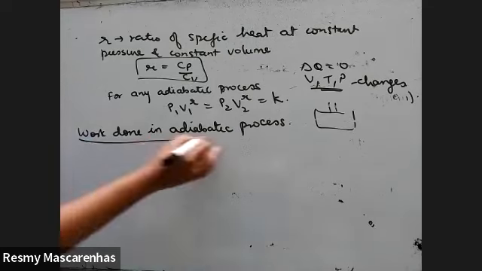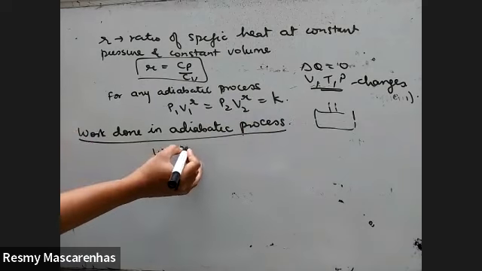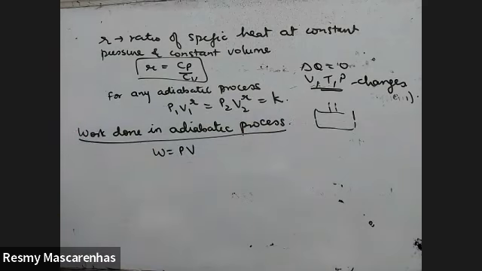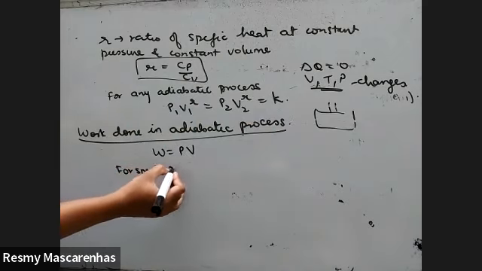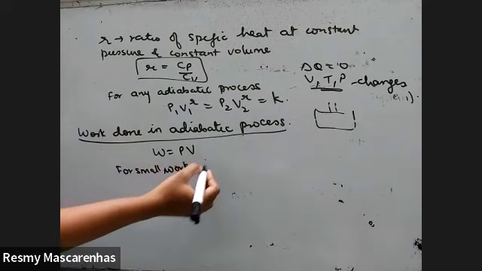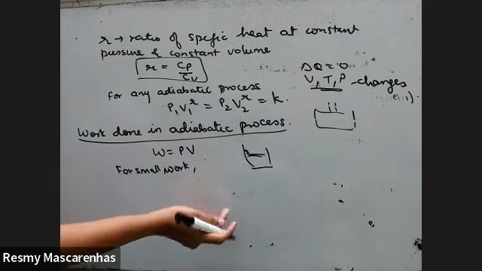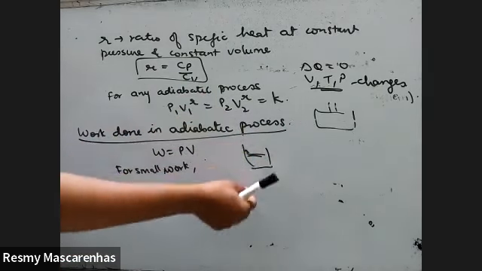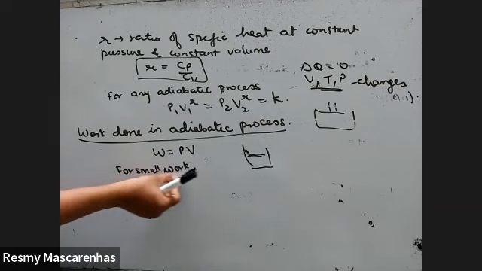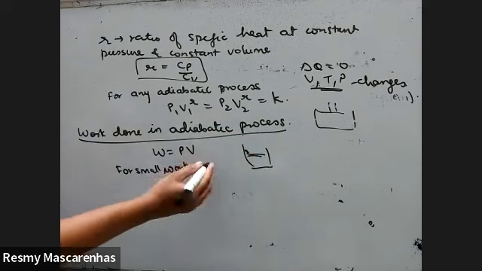So we'll do what the work done is in an adiabatic process. Work we know is pressure into volume. So for a very small work, it means you are moving the piston slightly ahead. The change in the volume also will be very small. Work is nothing but moving of the piston, so there will be a very small volume change.